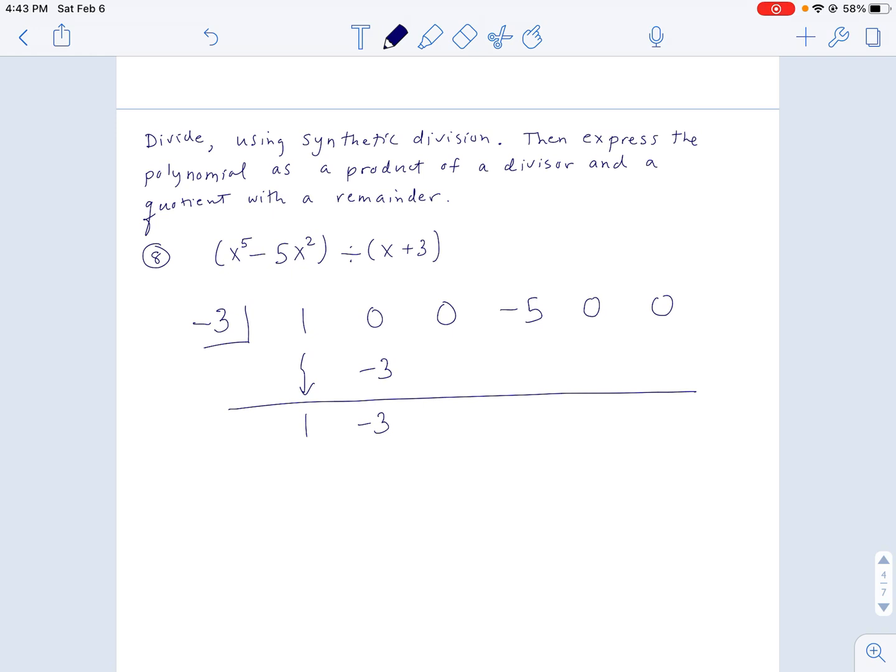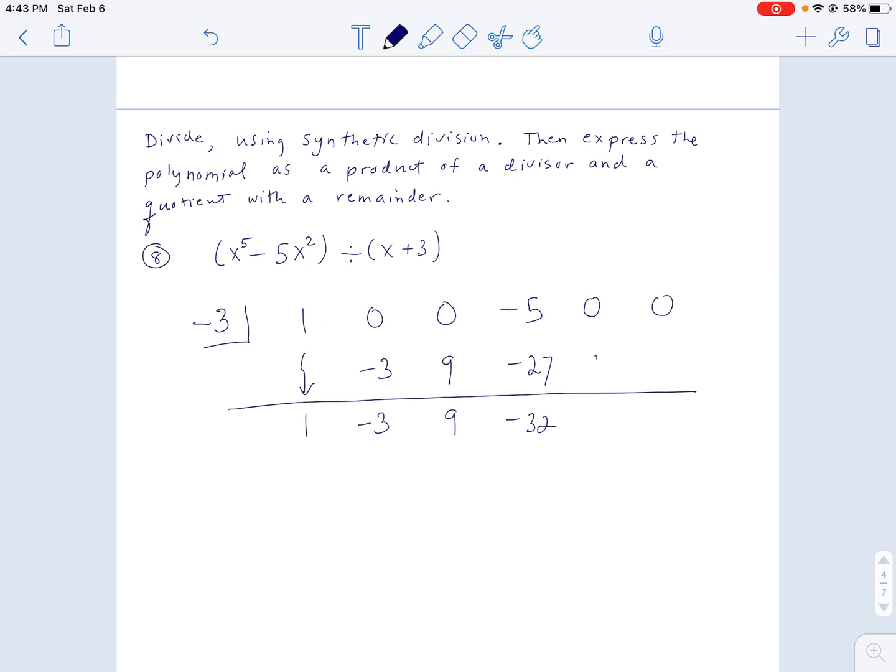My multiplier is negative 3. When I multiply that by the negative 3 beneath the line, I get 9, which goes underneath my second 0. Add down, 0 plus 9 is 9. That goes below the line. Use the multiplier negative 3. Negative 3 times 9 is negative 27. That goes just beneath negative 5. If I add down, negative 5 minus 27 is negative 32.